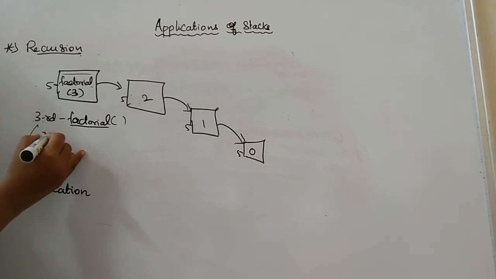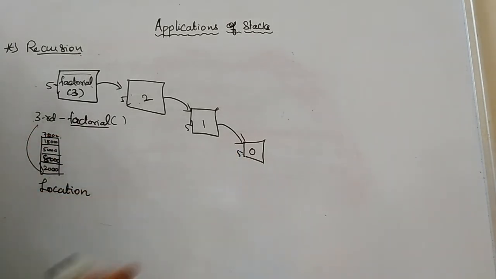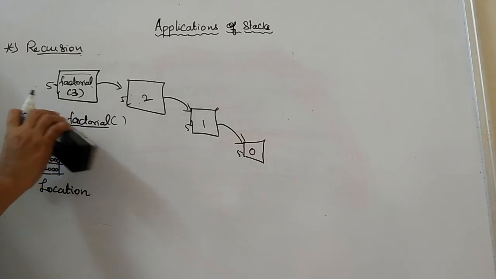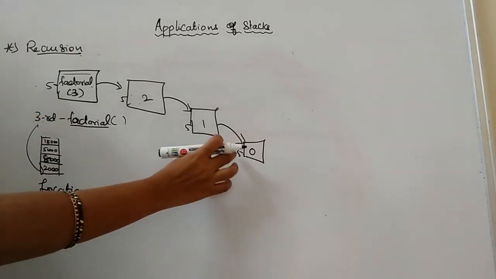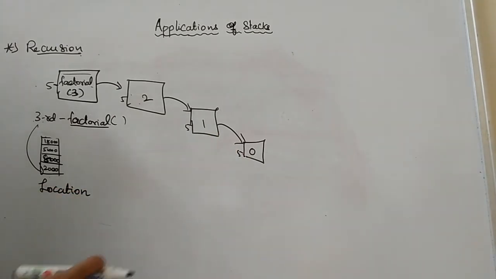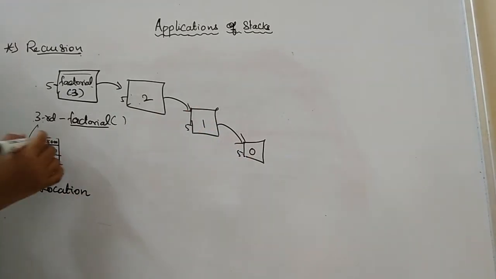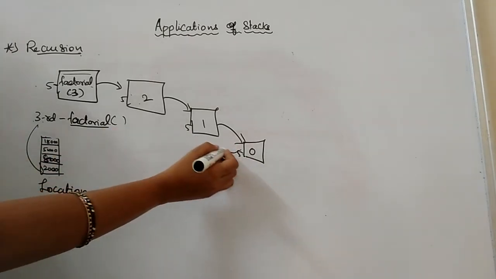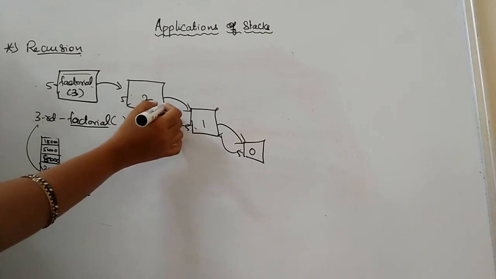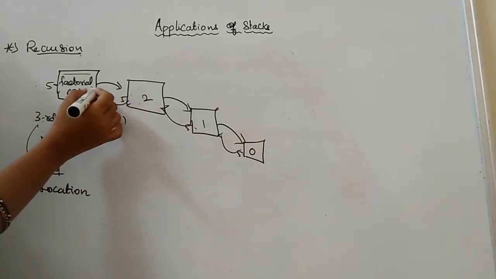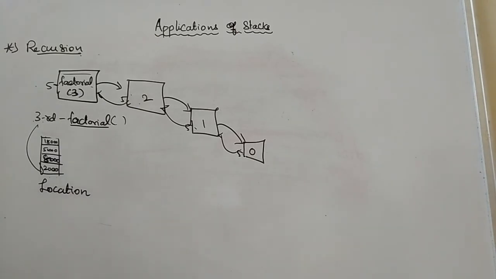So what's the location? 7000. 7000 is the location of factorial of 0. Where you have called the factorial of 0 within the factorial of 1, it's 18,000. So with reference to the addresses stored here, the values will be returned to the function where you have called the function. Can you understand it clearly? It might be quite confusing for you.